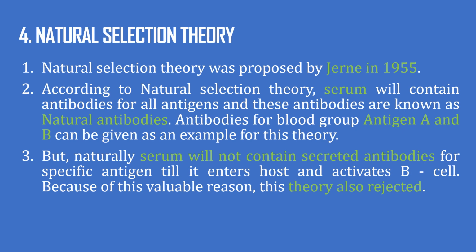Natural selection theory was proposed by Jerne in 1955. According to this theory, serum contains antibodies for all antigens, and these antibodies are known as natural antibodies. Antibodies for blood group antigens A and B can be given as an example for this theory. But naturally, serum does not contain secreted antibodies for a specific antigen until it enters and activates the B cell. Because of this, this theory was also rejected.